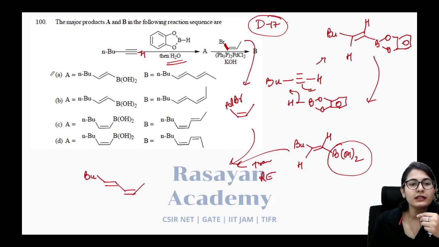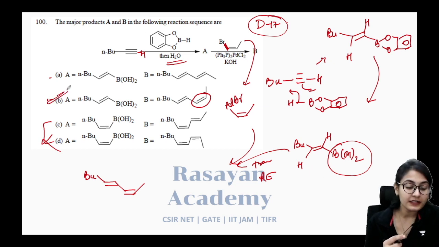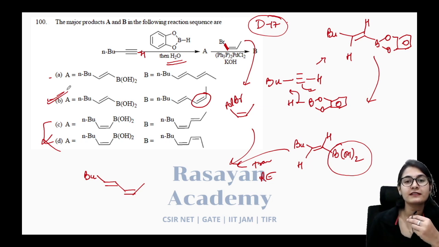So of the first ones, these two are correct about the first part. These two are wrong because you are going to get a trans alkene in this way, whereas this alkene should be cis as it is. So B is going to be the correct answer. Yes, guys, the first step is hydroboration and then hydrolysis. Second step is the Suzuki coupling. Okay, very direct questions on Suzuki coupling. So B is going to be your correct answer.